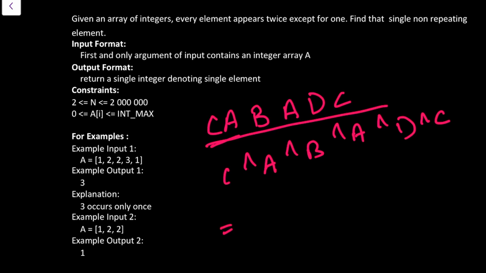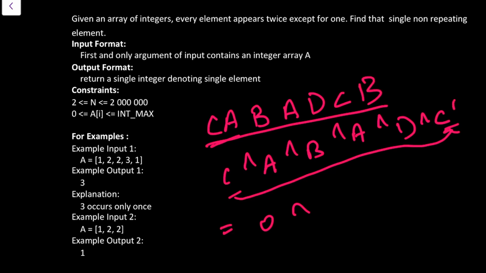Because of associativity, we could XOR any 2 elements and their output could be XORed with the final set, right? So C XOR C could be done. Now that will give us 0. Similarly, B XOR B could be done. Okay, I have missed a B, so there should be a B. As per the question, only one element should be non-repeating, all the other elements should be repeating, right? So the B XOR B will give us 0, A XOR A gives us 0, and finally the D remains.